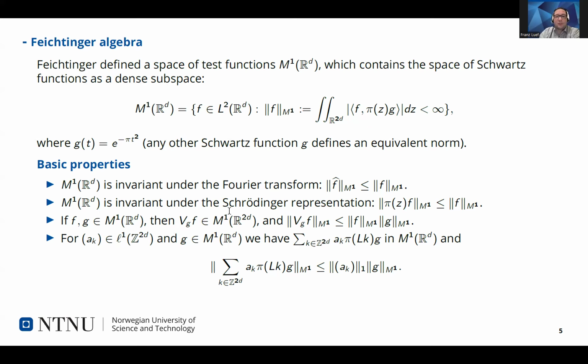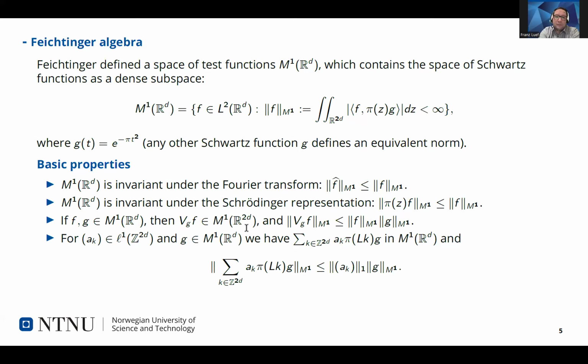Oh, I did not define V_g f. Okay, V_g f is exactly this inner product of f with π(z)g. This is what's called a matrix coefficient, and this is shorthand for this. If we have two functions in this Feichtinger algebra, then this matrix coefficient is again in M1. It's not just an L1 function, it's in this space M1, which consists of continuous functions vanishing at infinity, and they're actually even nicer than this.